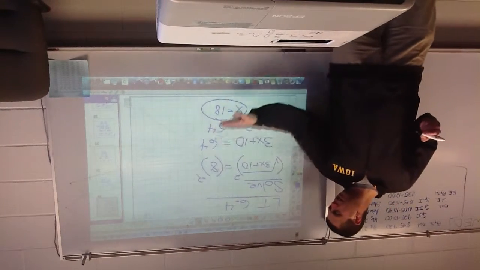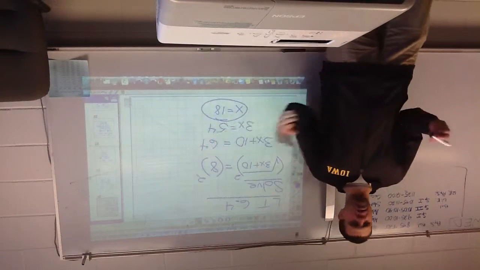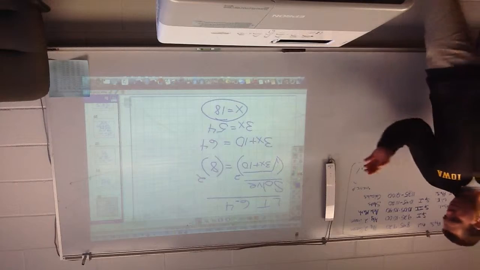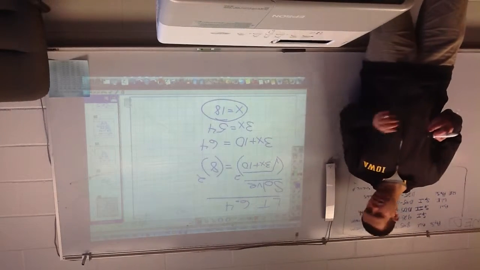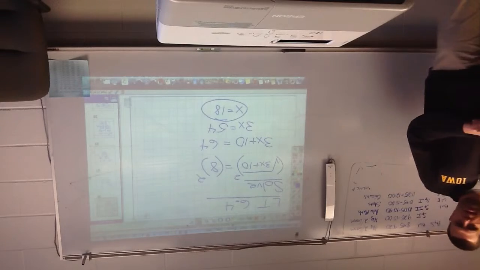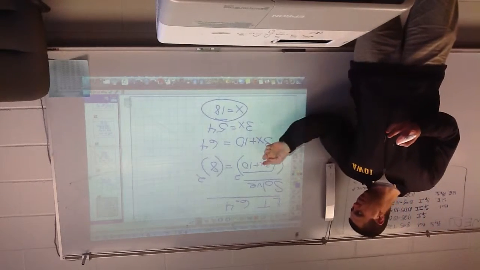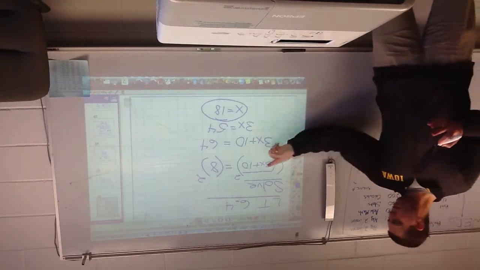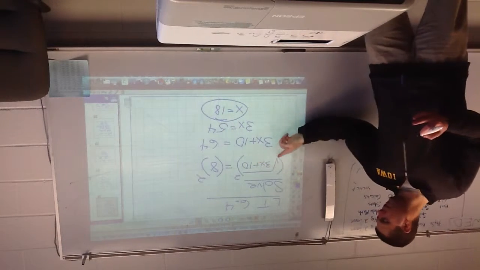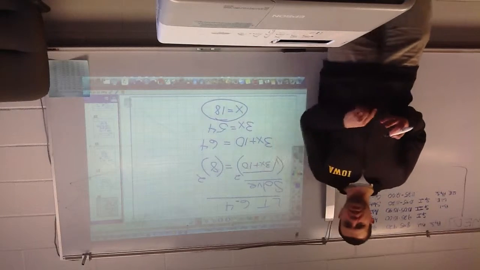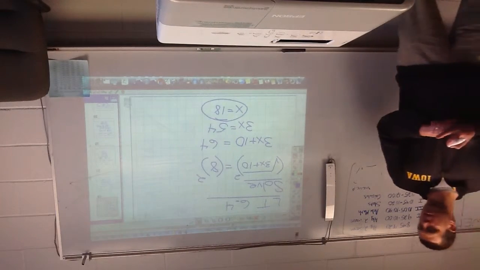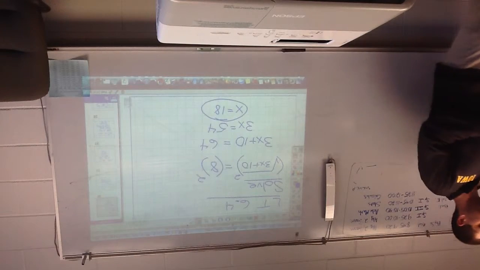You square the 8 and you get 64, and now look, you have a very simple algebraic linear equation that you know how to solve. Subtract 10 from both sides, divide by 3, and you get x equals 18. Double check to make sure you're right, plug it back into the original. 3 times 18 is 54, plus 10 is 64, and the square root of 64 equals 8, so you got it right. About as simple as you can get.